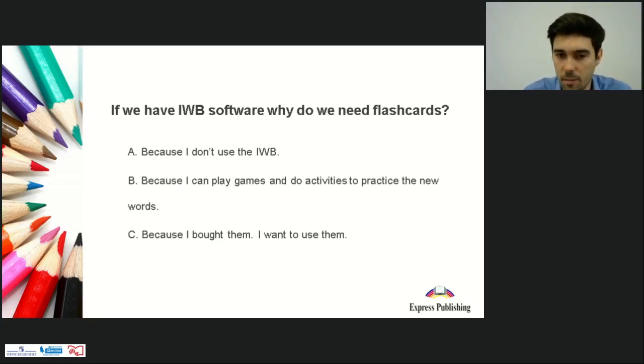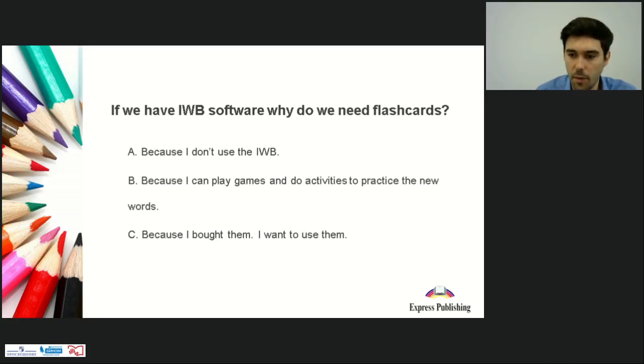Well, if we have a look at some of the options, A, B, and C, we have some different options here. The correct option would be B, because flashcards allow us as teachers to add an extra element to our classroom, to incorporate different games and different activities to practice new words within our classroom.